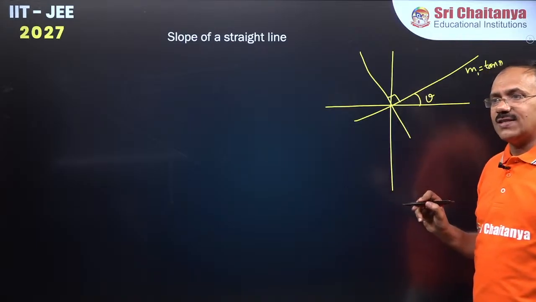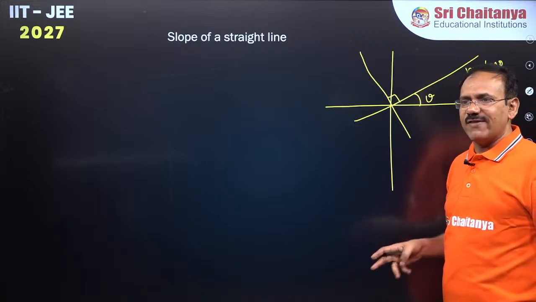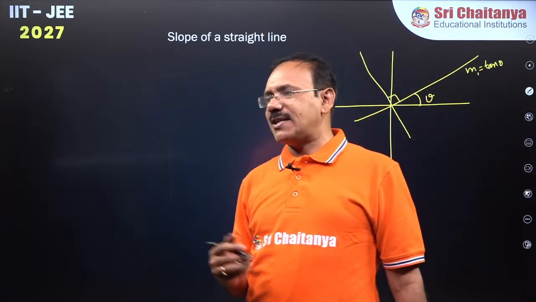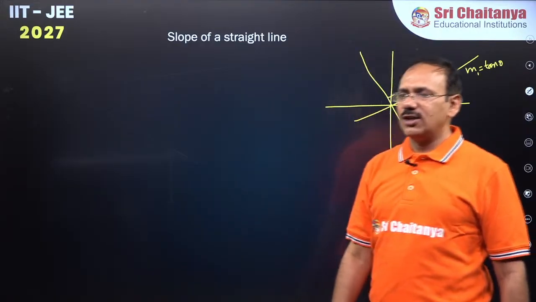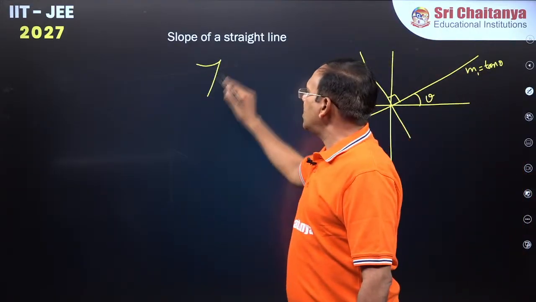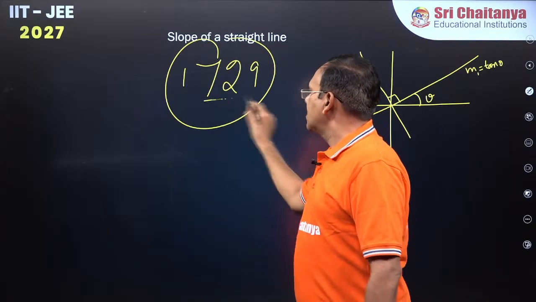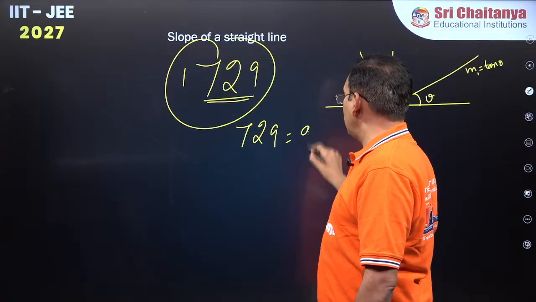So yes, 1729, thank you. Thank you. All of you text 1729. Our special number, Ramanujan number, 12 cube plus 1 cube. If I remember 1729, 729 is 9 cube, bhaiya.